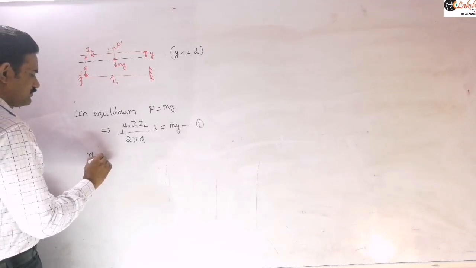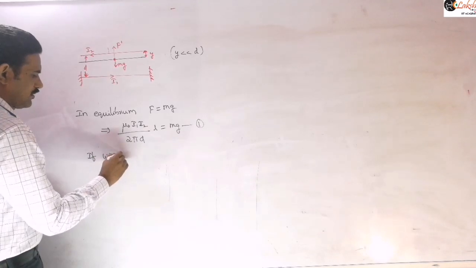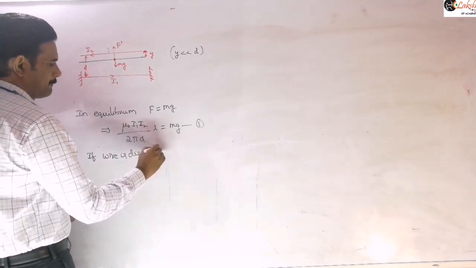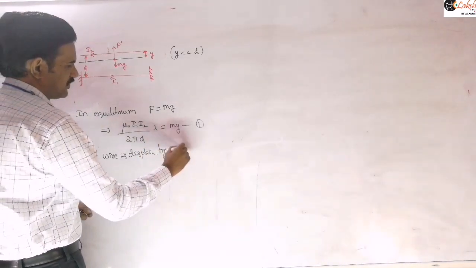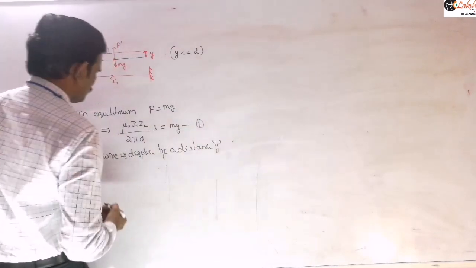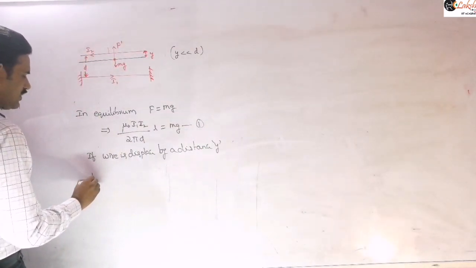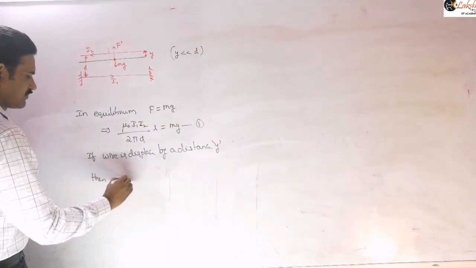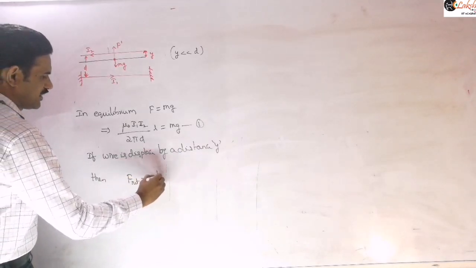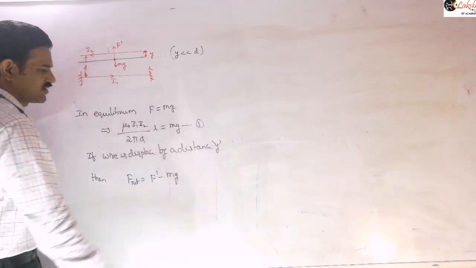If the wire is displaced by a distance y, then the net force equation I am writing here. So the net force is equal to F dash minus mg, you can write.